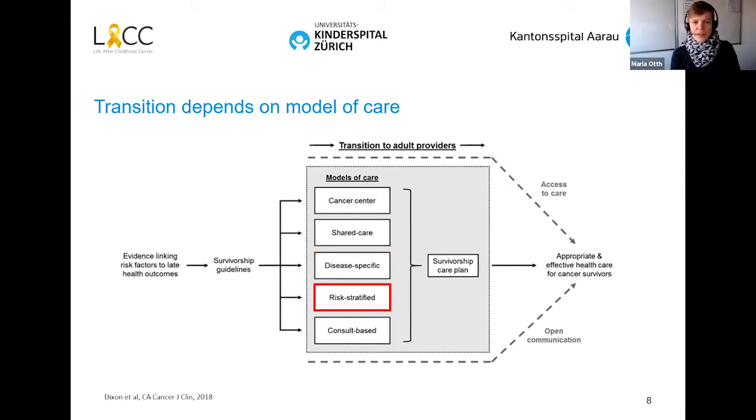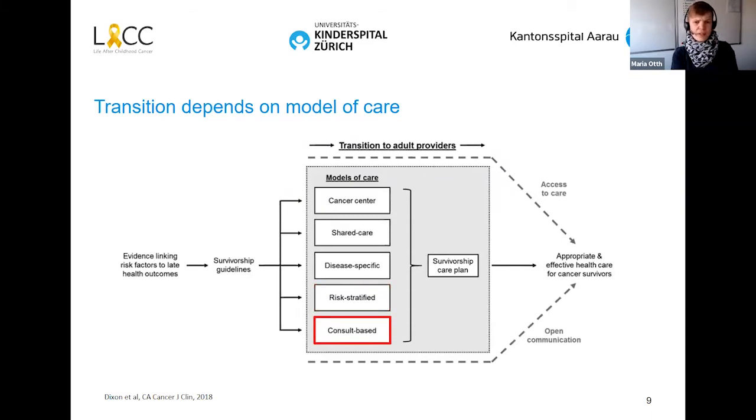Then there is a risk-stratified approach, which means that it stratifies the survivors into those who have a higher risk of developing late effects and those with a lower risk. Those with a higher risk are, for example, still followed up in a cancer center or in a survivorship care clinic, and those with a lower risk are then transferred to a family physician.